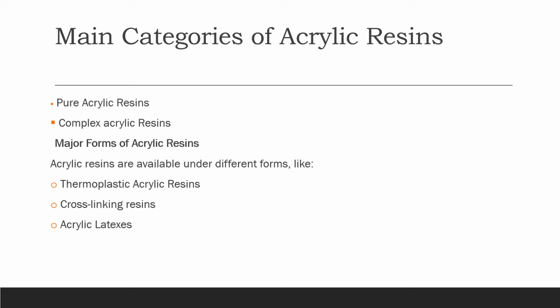Then there are some major forms of acrylic resins, and you know that acrylic resins are available under different forms like thermoplastic acrylic resins, cross-linking resins, and acrylic latex. So we'll know about each one by one: what this is, and what cross-linking and acrylic latex is.